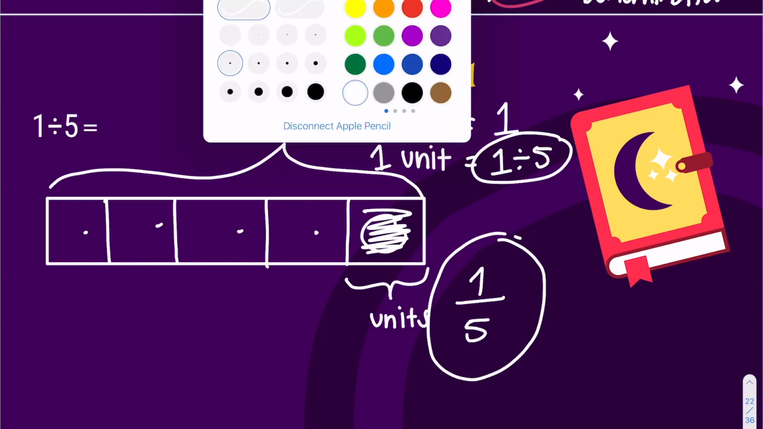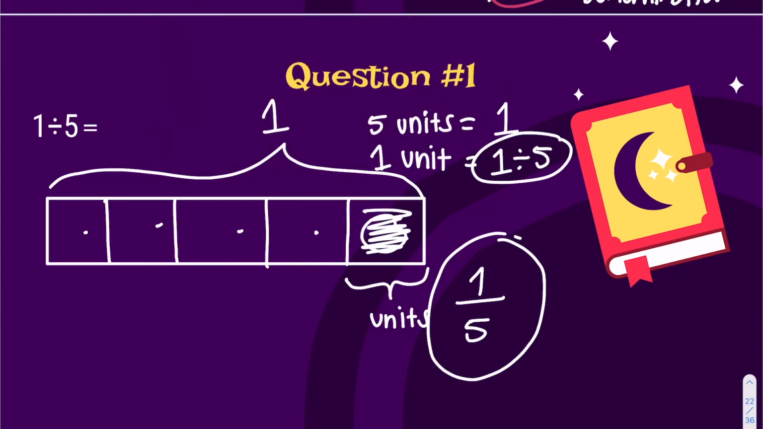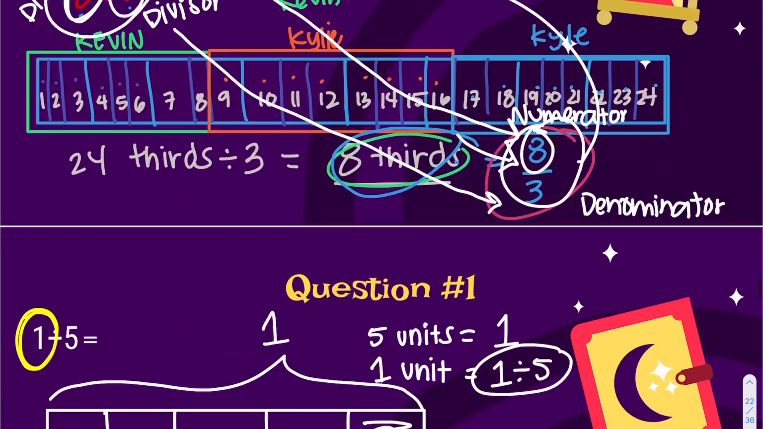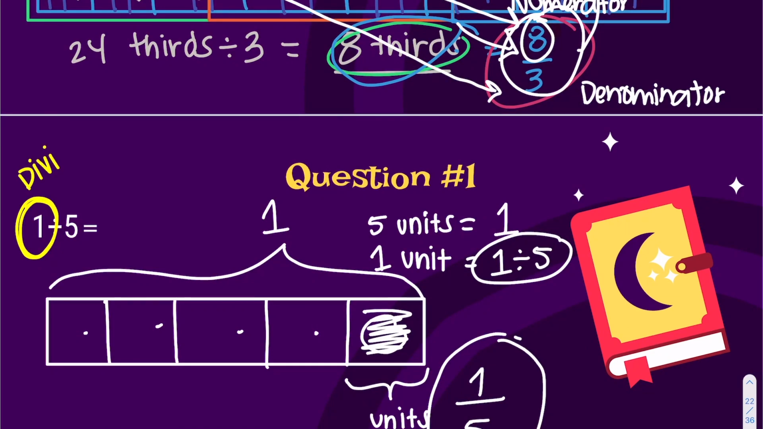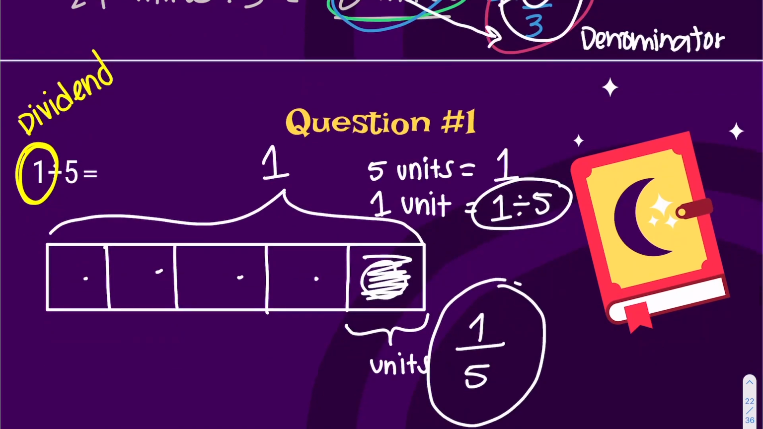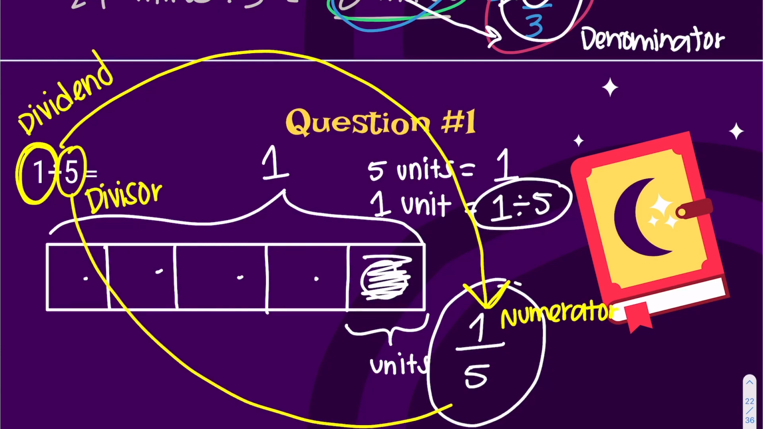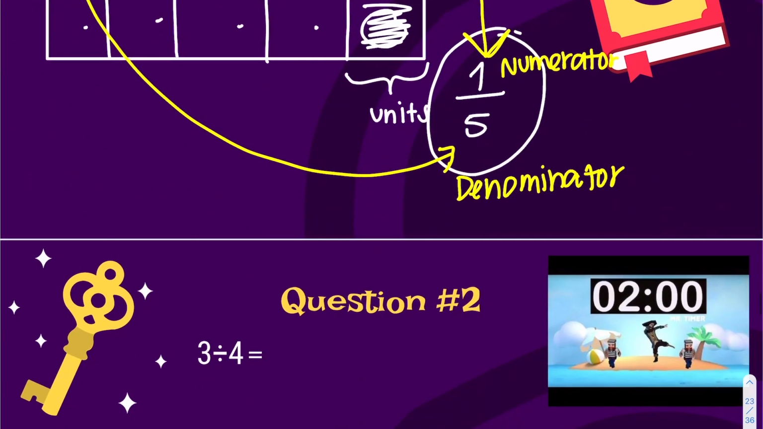I'm going to do it again. I want you guys to see the correlation. Sorry. Our dividend has now become our numerator, and our divisor has now become our denominator. Okay, so let's go ahead and continue.